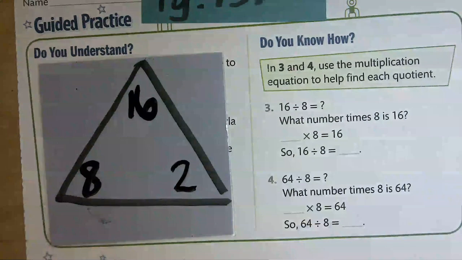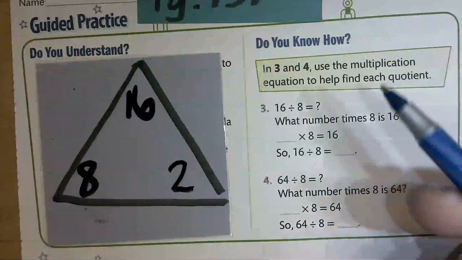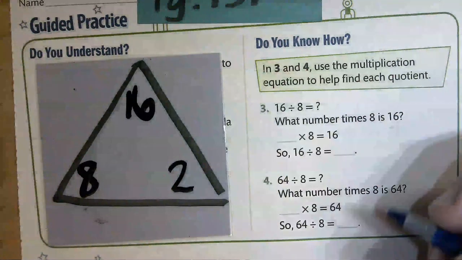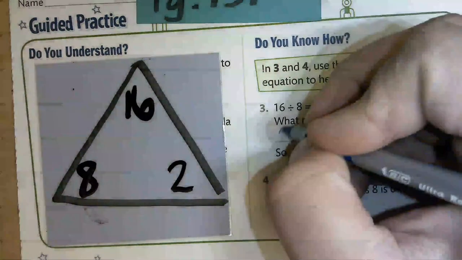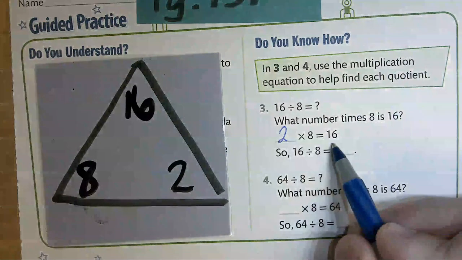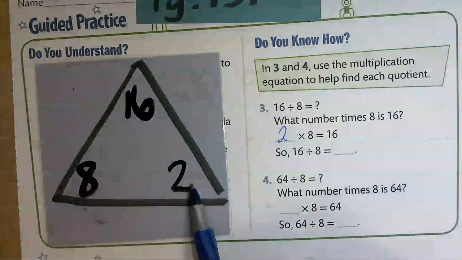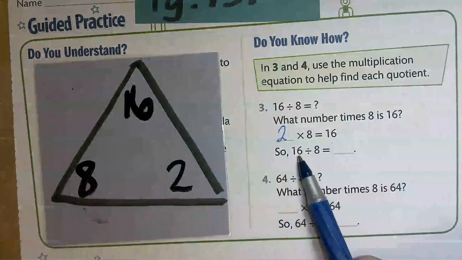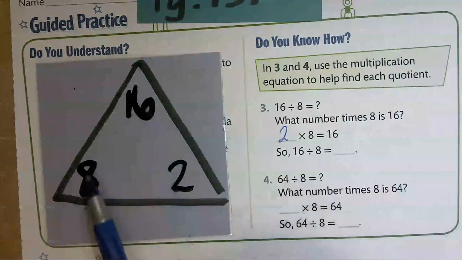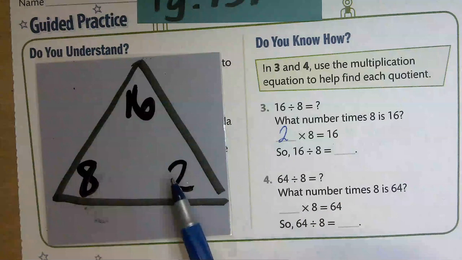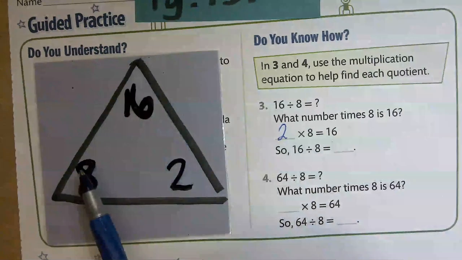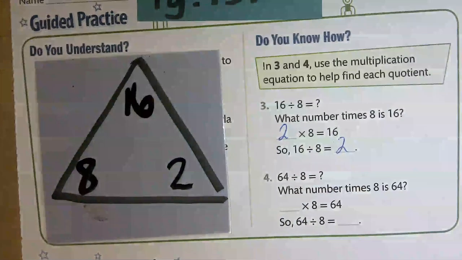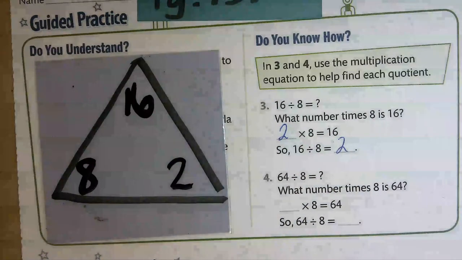Which means that on my paper here, grab your pencil right now. Again, whenever I'm writing on here, you're writing with me. So we're going to say 2 times 8 equals 16 because 2 times 8 equals 16. Which also means that if I start at 16 and slide down to 8, what am I left with? 16 divided by 8 is equal to 2. All right? So that's how we can solve that problem.